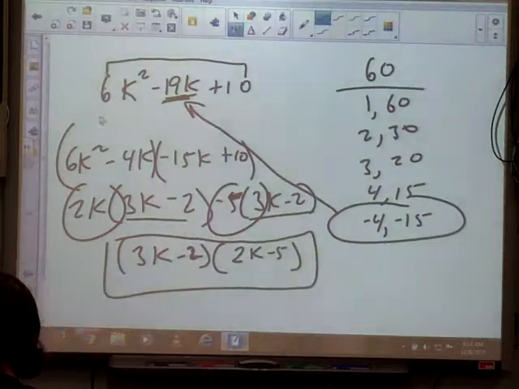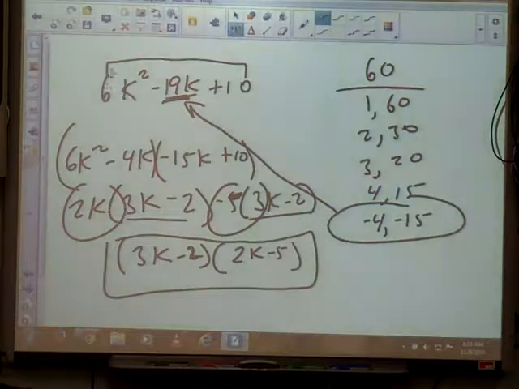How do we know that we can't just put it in? We had a non-1, something other than 1. 2k squared, 3k squared, anything other than 1.